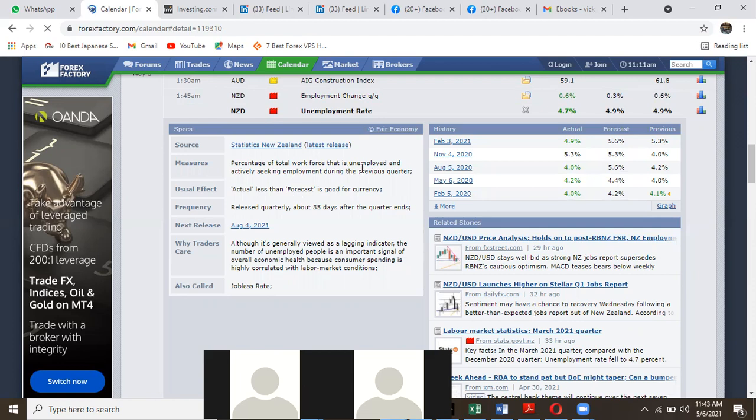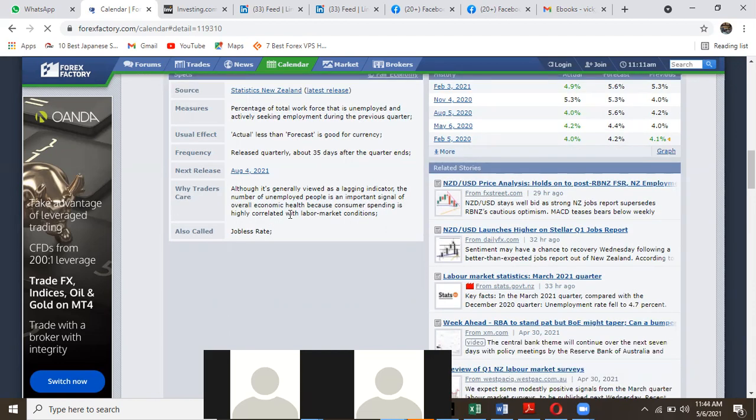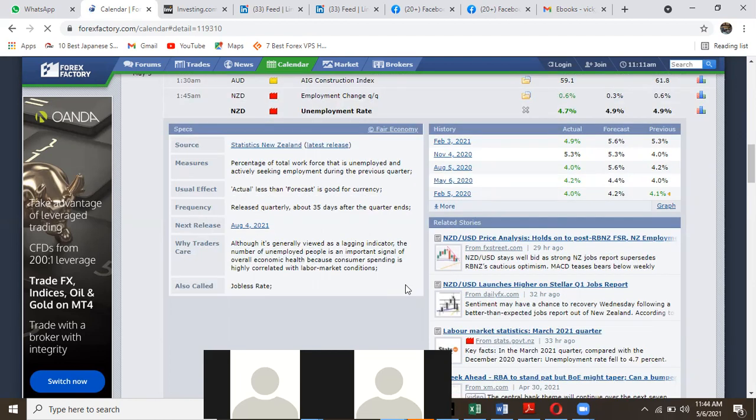This is the percentage of the total workforce that is unemployed and actively seeking employment during the previous quarter. Although it's generally viewed as a lagging indicator, the number of unemployed people is an important signal of overall economic health because consumer spending is highly correlated. So if you have more people who are employed, they have salary, they have good money in their pockets, that is to mean, of course, the spending power is high. So this calendar is usually on this site, forexfactory.com.